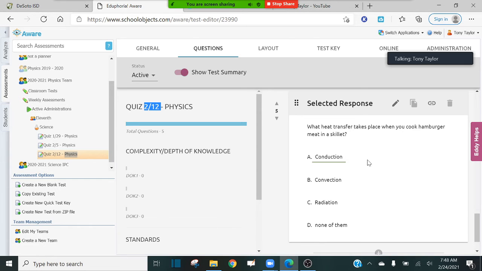All right. Right here says, what heat transfer takes place when you cook hamburger meat in a skillet? In the case of cooking on the skillet, the hamburger meat is touching the skillet, which is touching the flames. So this is being heated up through conduction, because the energy flows into the hamburger patty from the hotter substance to the colder substance until that heat is evenly distributed, and the temperature of your hamburger is the same as the temperature of the skillet. So this is through conduction.